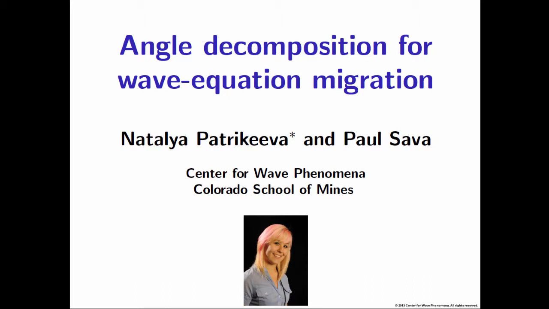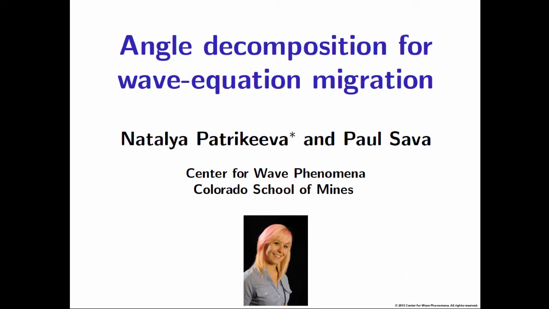Today I'm going to talk about angle decomposition methods for wave equation migration. Wave equation migration and reverse time migration use the full wave equation as opposed to Kirchhoff migration. These migration techniques can handle multiple propagation paths and thus image complex structures. Conventional common image gathers, CIGs, from Kirchhoff migration suffer from artifacts due to multipathing. Thus, by constructing angle gathers from wave equation migration, we can successfully avoid these artifacts.